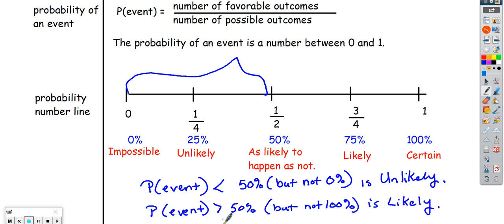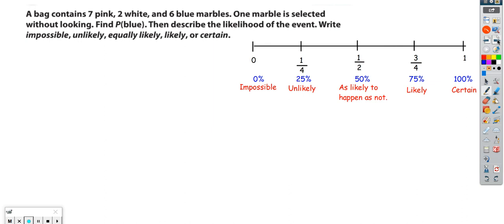But if you have the probability of an event that's greater than 50, but not quite 100%, you can say it is likely to happen. Something that's 100% going to happen is certain. If it's 100%, it has every chance of happening. So let's look at how we're going to use the probability number line.